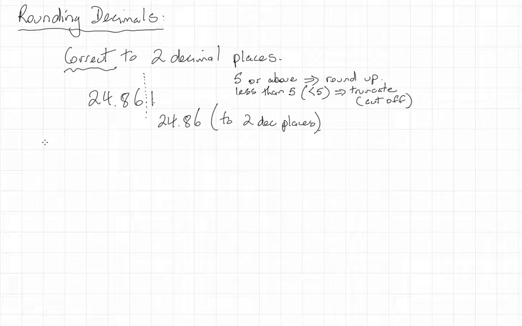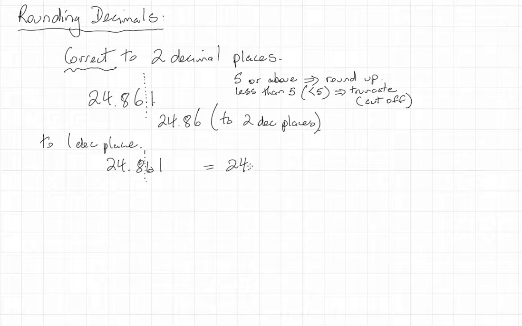So we want this number to 1 decimal place. Okay, so we've got 24.861 and we're going to have just 1 number after that. We look at the 2nd decimal place now, the next decimal place where we're going to make our cut. And is it 5 or above? Yes, it is. So we're going to round up and add 1 onto that. So that'll be 24.9 to 1 decimal place.